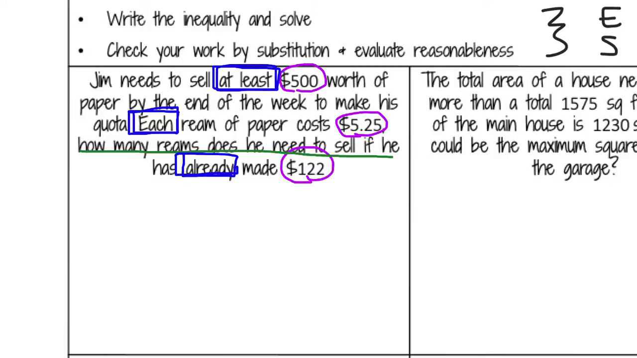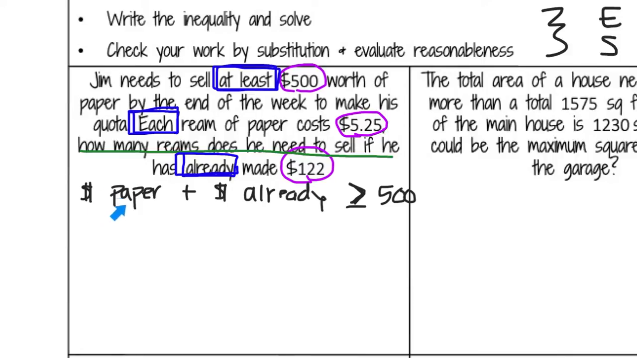Okay. So the money he makes for selling paper plus the money he has already compared to the $500. Okay. So at least 500 means that the smaller side is going to be 500. So it's going to open to the bigger side. The 500 is going to be the smaller one. And at least means it could also be exactly equal to.